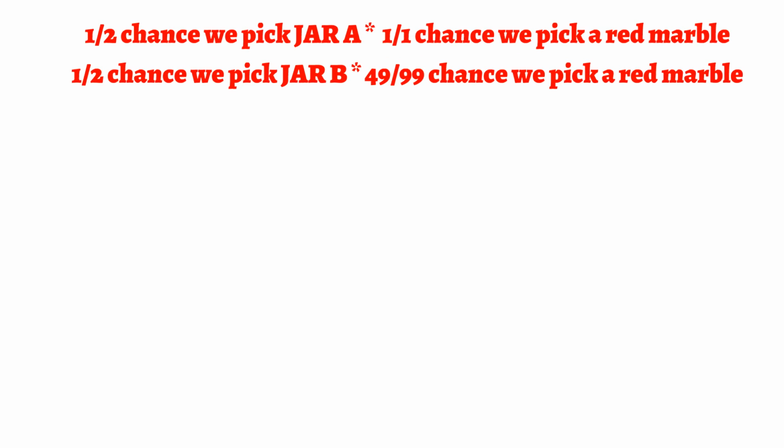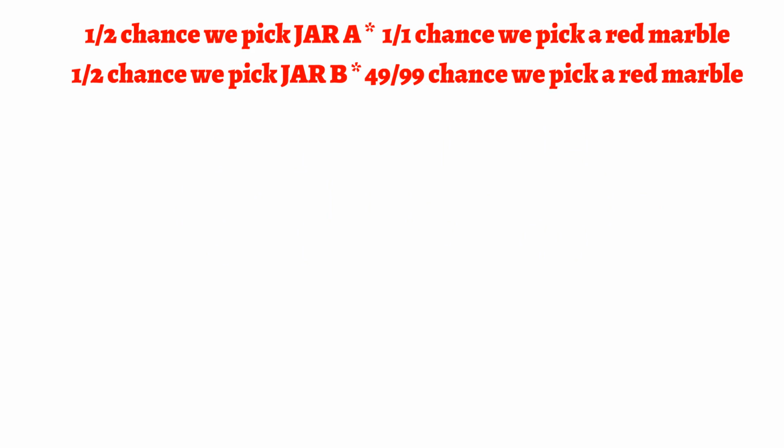There's a 1/2 chance that we'll pick jar 1 and a 1 out of 1 or 100% chance that we'll pick a red marble from that jar. We multiply these two probabilities. There's a 1/2 chance that we'll pick jar 2 and a 49 out of 99 chance we'll pick a red marble from that jar. That's because there's 49 red marbles and 50 blue marbles. Once again, we multiply these two probabilities.